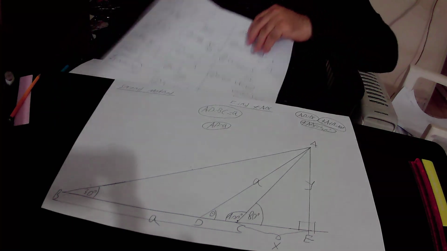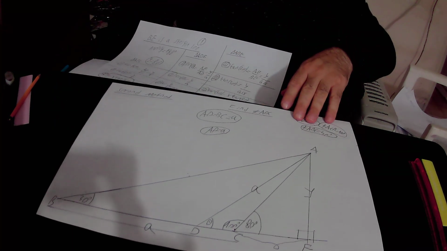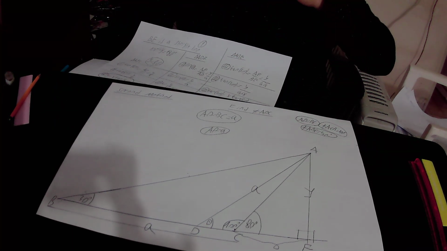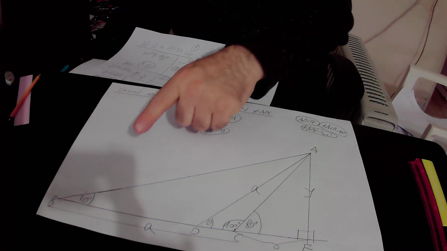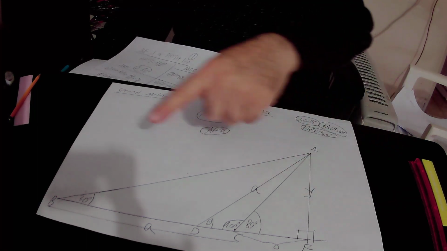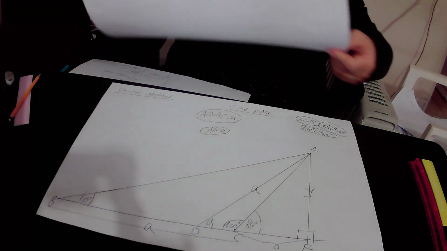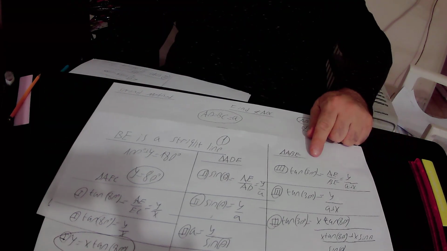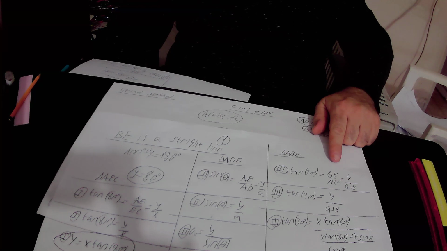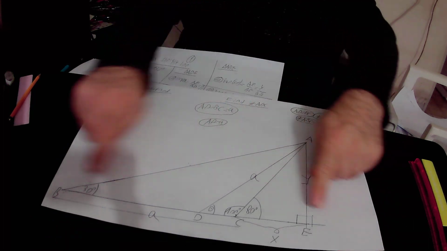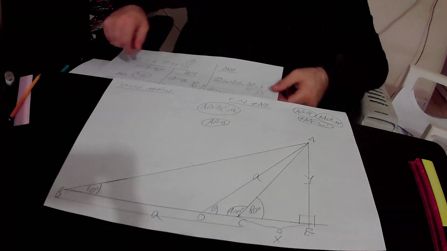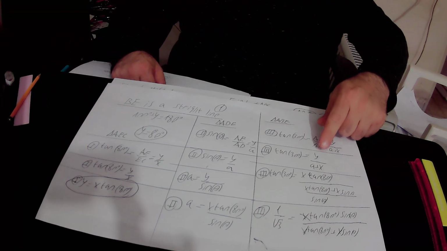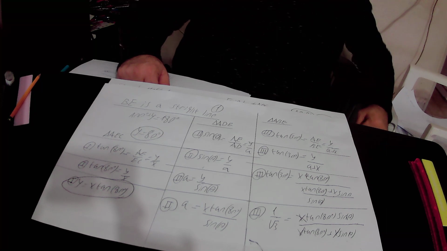Then we focus on the right triangle, triangle ABE. In the right triangle ABE, we know that tangent 30 degrees equals AE over BE. AE equals Y, according to our definition, and BE equals A plus X. Therefore, tangent 30 degrees equals Y over A plus X.